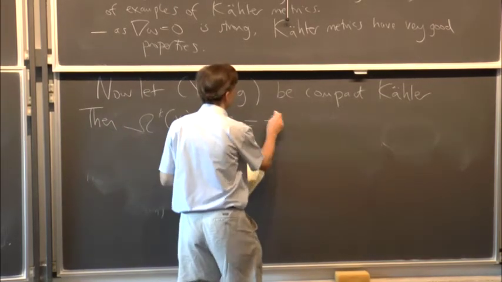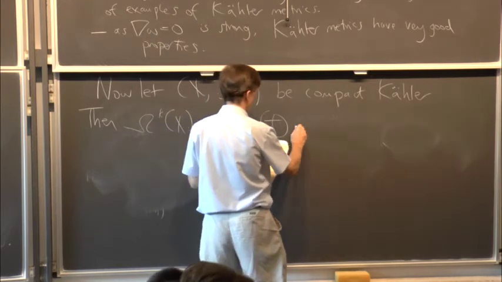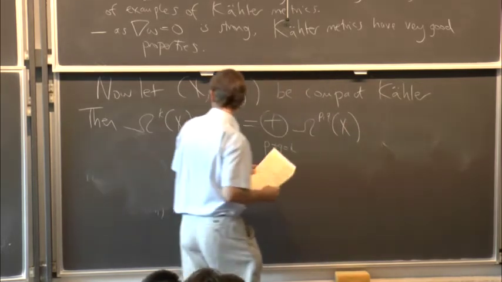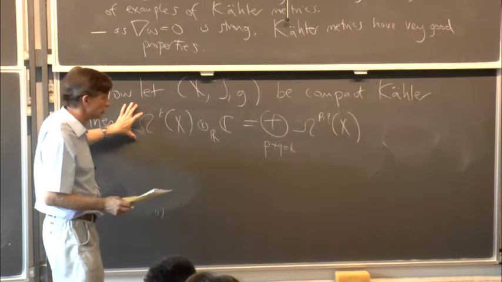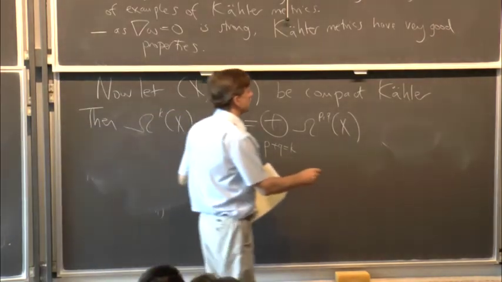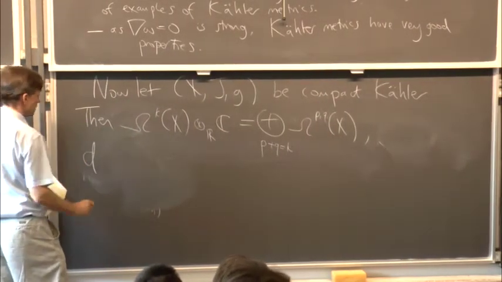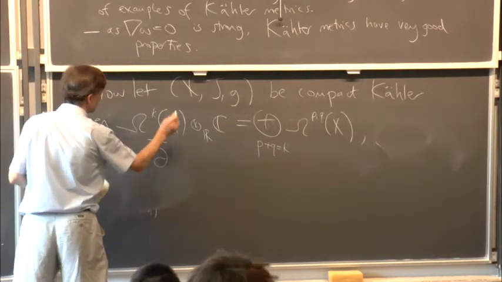These then become the direct sum over all p plus q equals k of the (p,q) forms on X. So the vector space of k-forms is the direct sum of the vector spaces of (p,q) forms. That's true on any complex manifold. And we can also split the de Rham differential Roman d as a partial d plus a partial d bar.